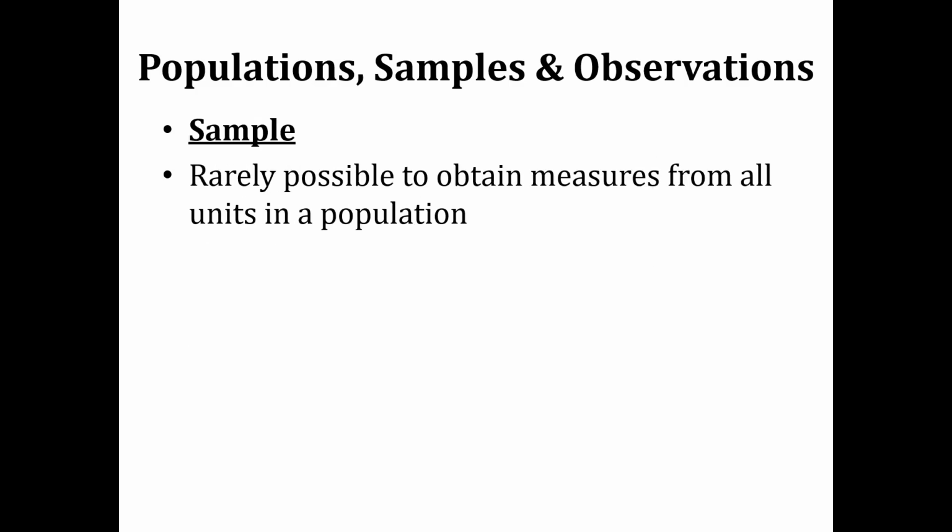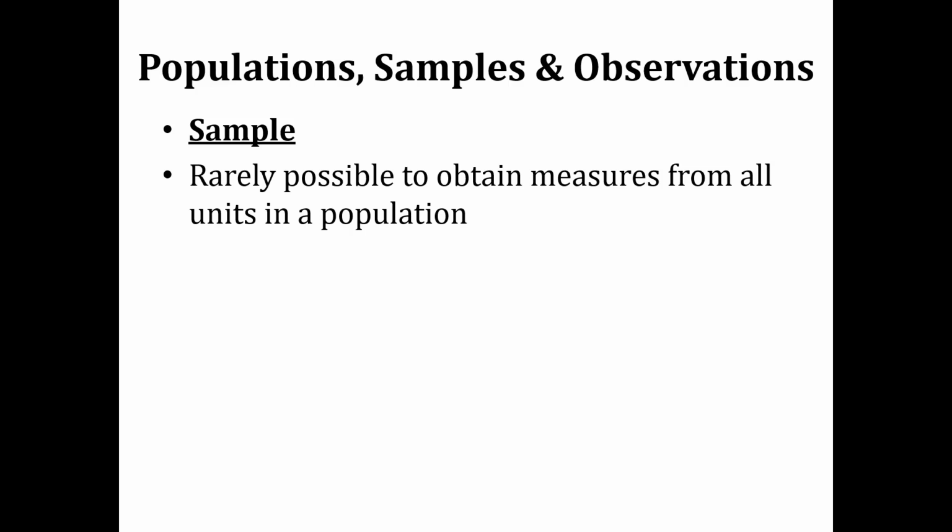Our next concept is the concept of sample, right? It is rarely possible to obtain measures from all units in a population. For example, if we have a very huge population and we want to take some observation from all members of that population, and again we are taking the example of university students, if we want to measure the height of students in a university, and if there are 2,000 students on the campus, then is it possible to take the height of each one of those 2,000 students? That is actually not possible.